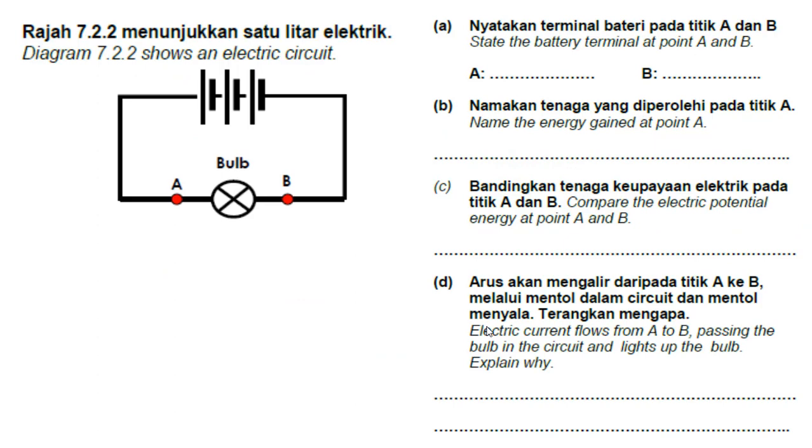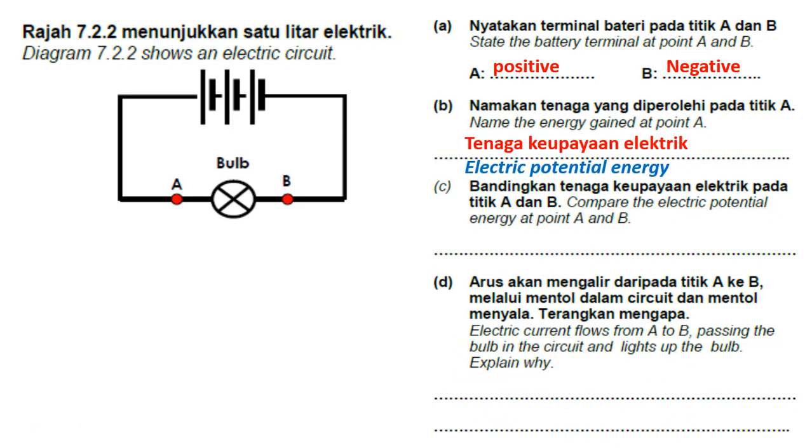Similarly, in an electric circuit, the diagram shows an electric circuit. So we have a battery, we have the bulb. First question, state the battery terminal at point A and point B. So A is positive, B is negative. Name the energy gained at point Y. So electric potential energy. Compare the electric potential energy at point A and point B. So A has higher electric potential energy than B.